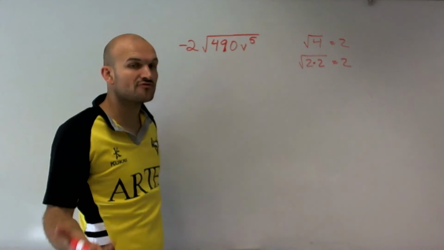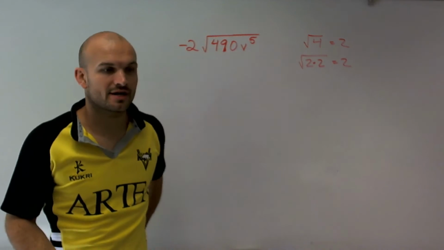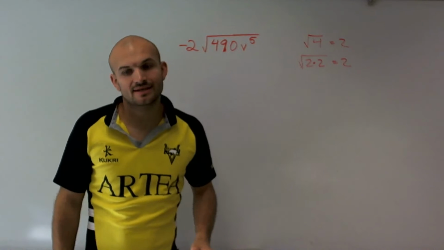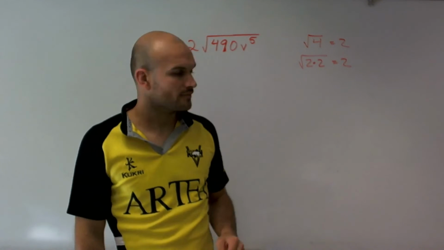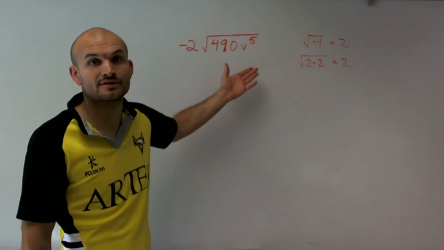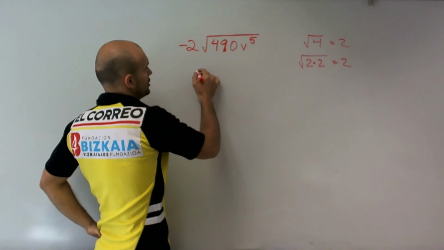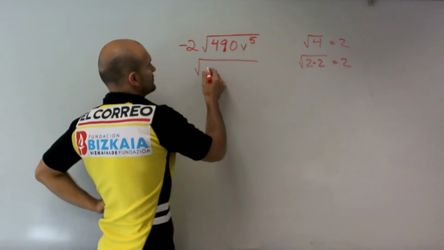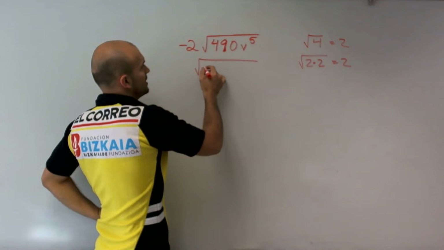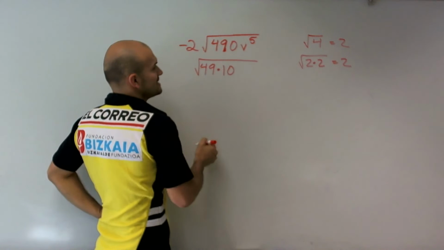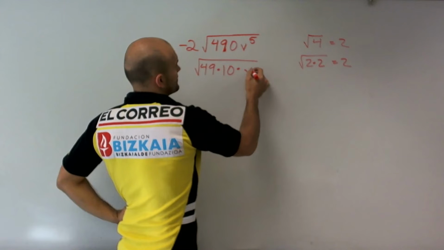So I need to factor 490, right? So I need to determine what number goes into 490. Well, thankfully, since it ends in a 0, I can see that 10 is going to go into it. So let's just rewrite this here. This is all under the radical. So I can rewrite this as 49 times 10 times v to the 5th.